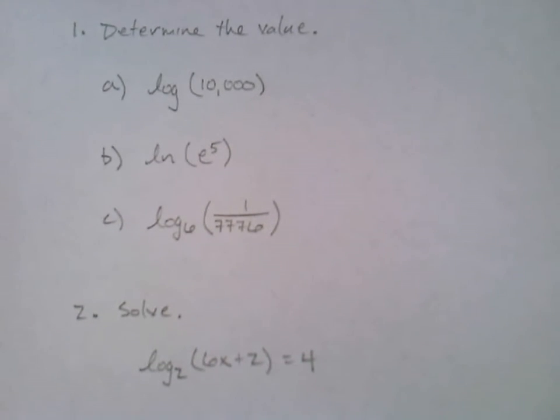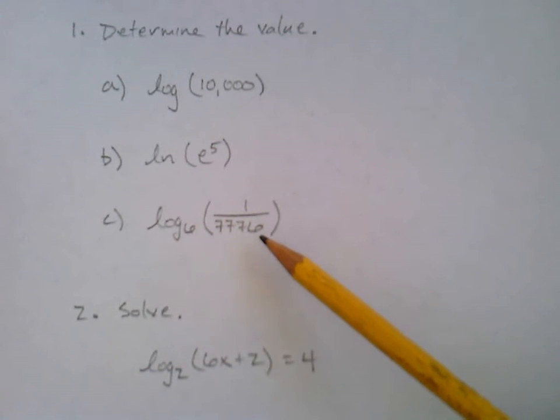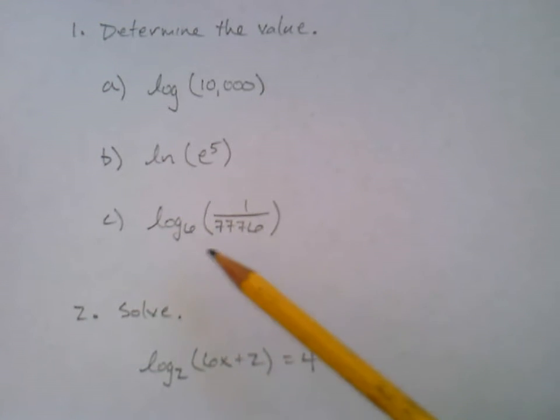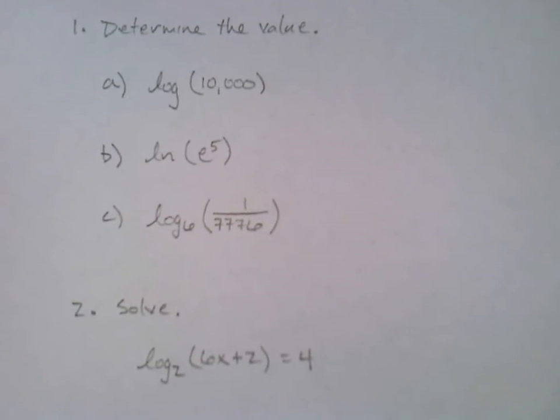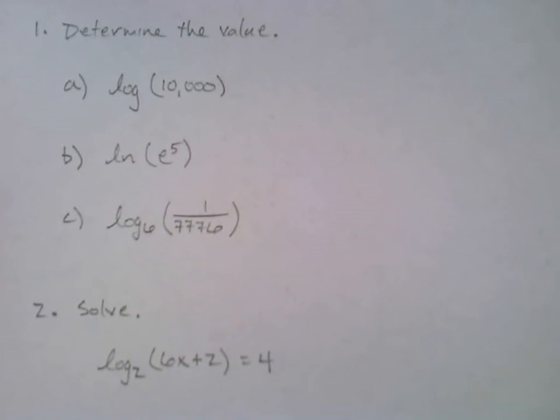Okay, everybody, if you want to try out some problems here, this is what I would have had up on the screen for the class to play with after the lecture. So we've got three: determine the values of the log of 10,000, the natural log of e to the fifth, and the log of 1 over 7,776 with base 6. And one to solve: the log of 6x plus 2 with base 2 equals 4. So try these out on your own. Pause this video because I'm going to do those solutions right now. I'll give you a few seconds to pause.